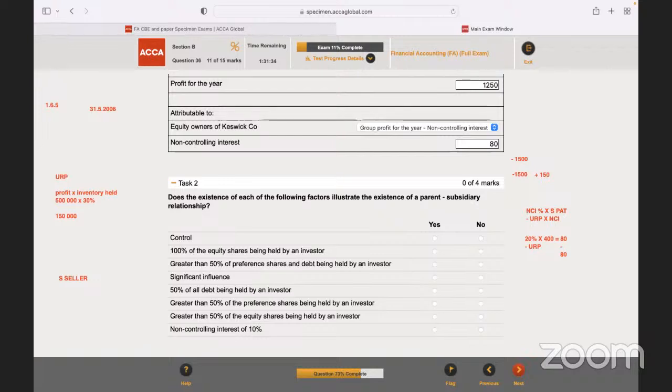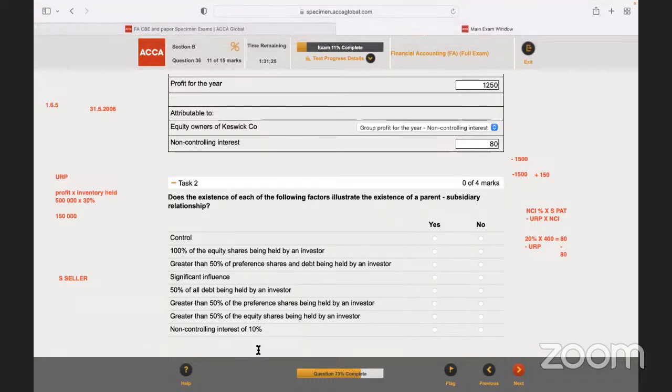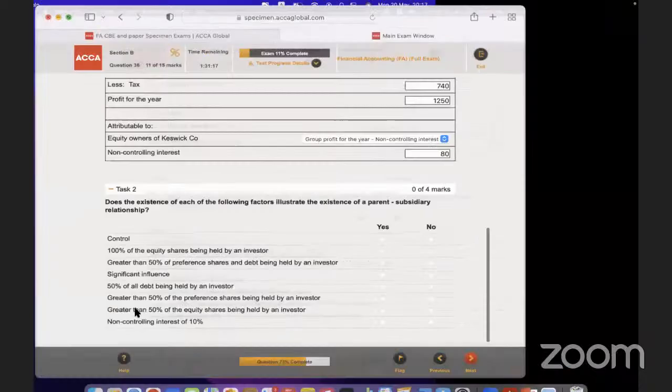Now, guys, let me quickly explain what the relationship is between parent, subsidiary, and associate, because that is something you need to understand carefully to answer questions like these, including theory questions.